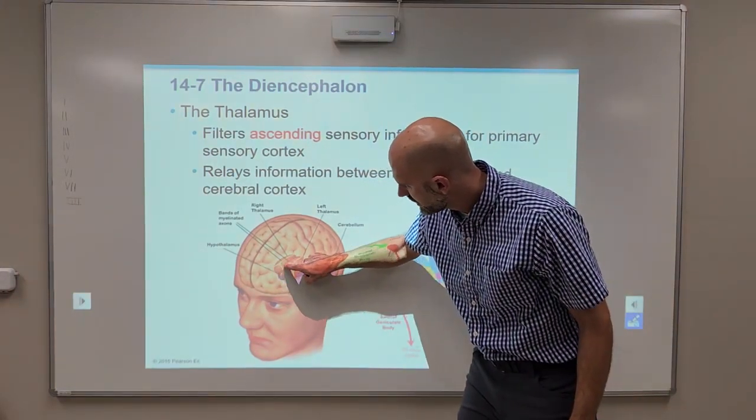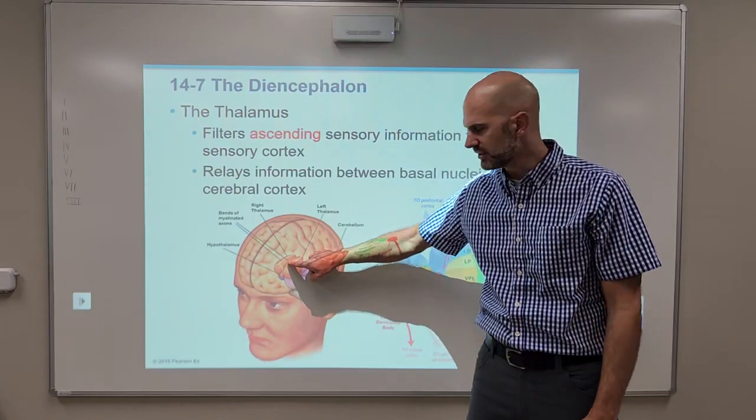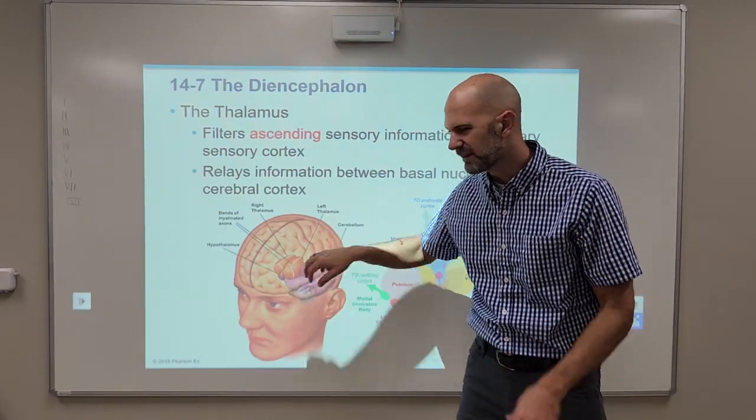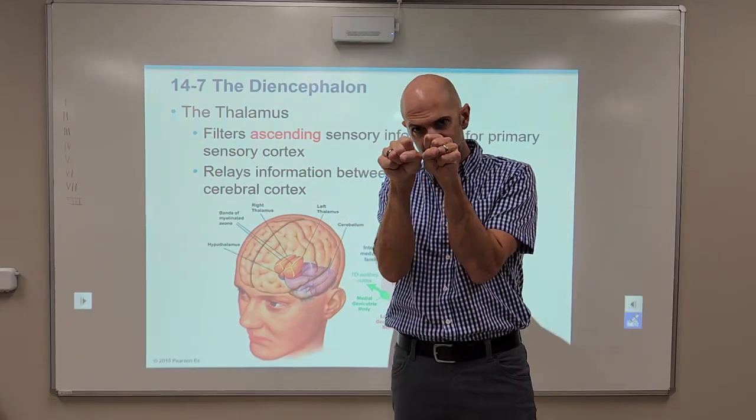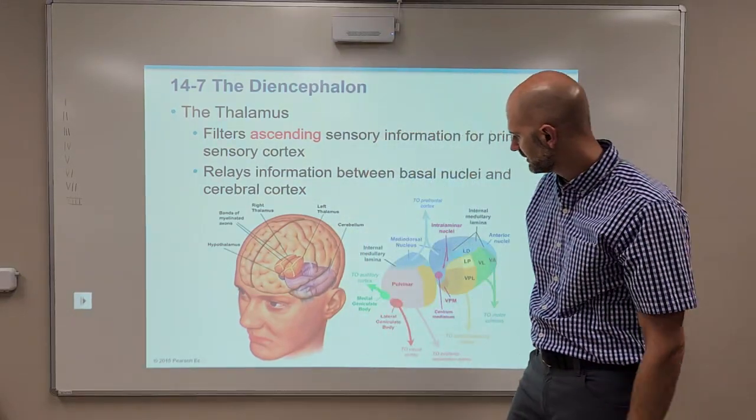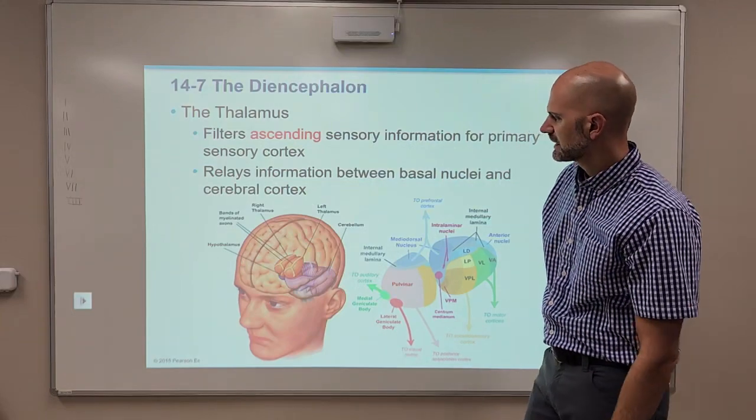Here's the left thalamus, here's the right thalamus. There's a little gap between them, which becomes the third ventricle. So the thalami are like two hard-boiled eggs that sit next to each other, and they just touch a little bit in the middle. It's called the interthalamic adhesion.